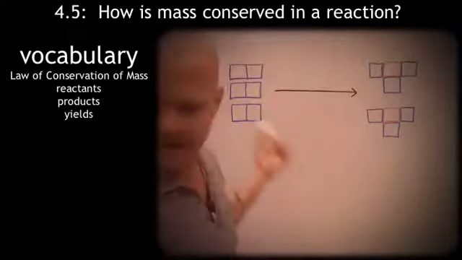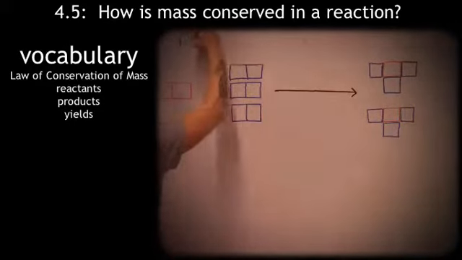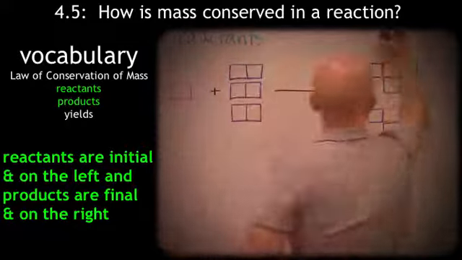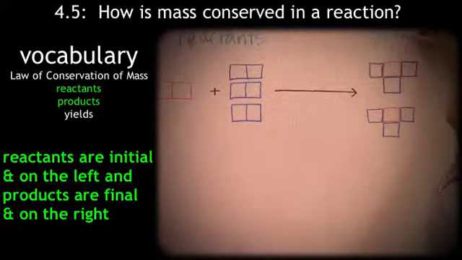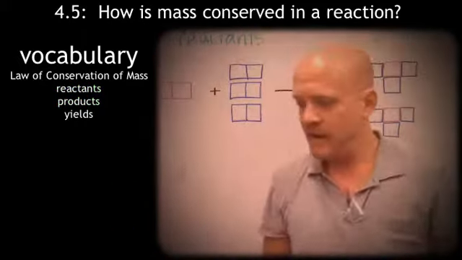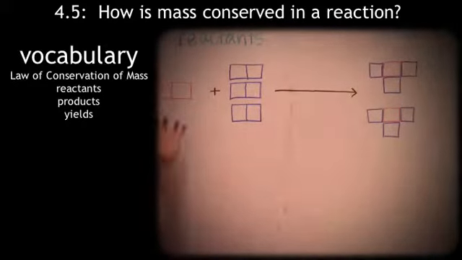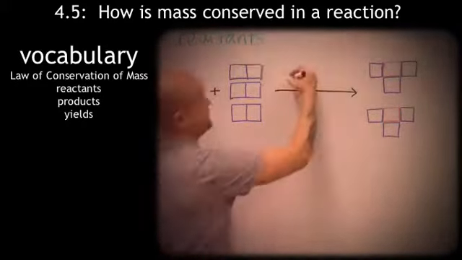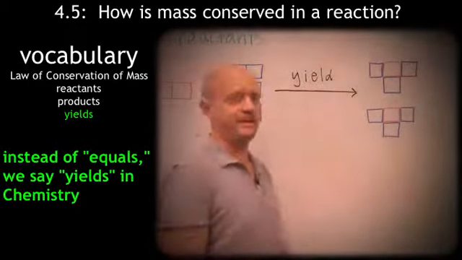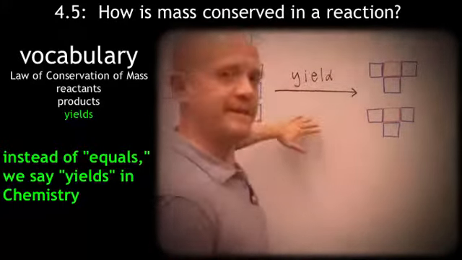By the way, the left side of the arrow, this should be a review, but these are considered the reactants. And the right side of the arrow is considered the products. So products are on the right, reactants are on the left. Now as you're reading this reaction, you would read it like this: the red squares plus the blue squares yield the red-blue combination. This arrow refers to the yield, so you say yields when you're reading the equation.